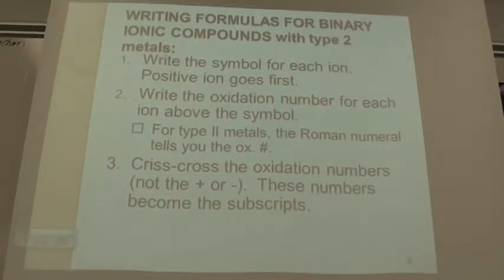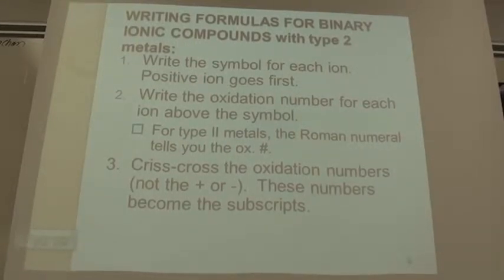Okay, so today you're going to write formulas and name binary ionic compounds. Binary means two atoms. Ionic means a metal plus a nonmetal. With a type 2 metal, what is a type 2 metal?